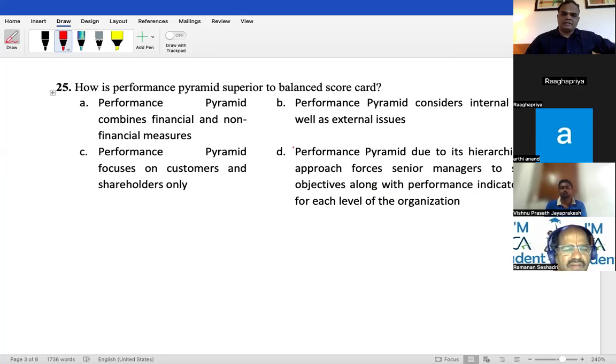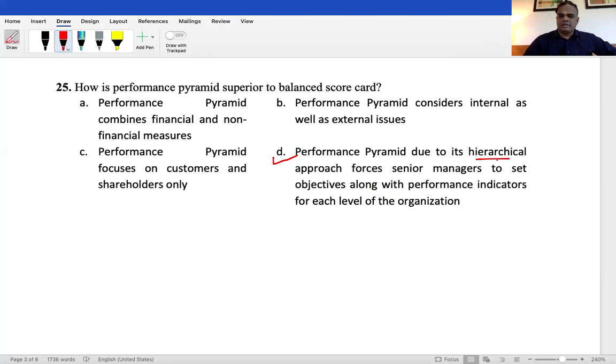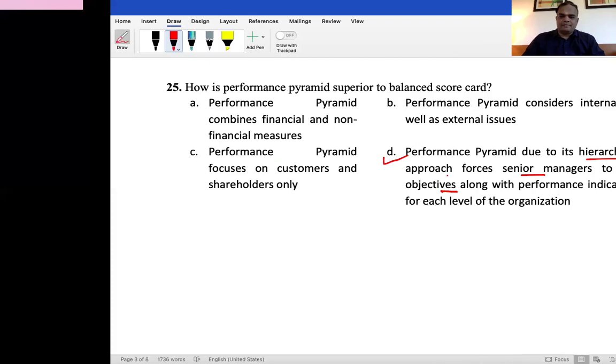Yeah, the answer is D. It has a hierarchical approach. Top management has to set the objectives. So D is the correct answer.